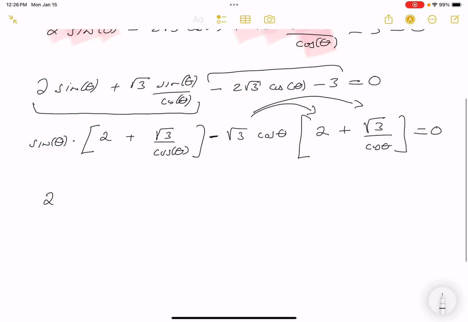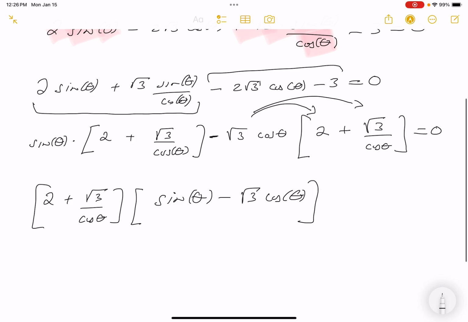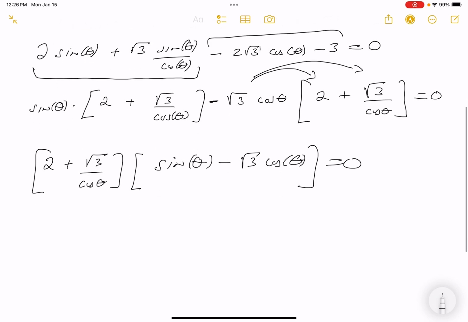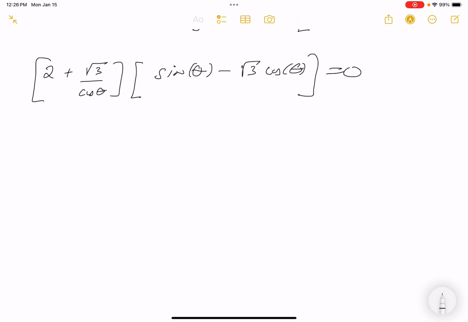Now there's 2 terms. So I'm going to factor out the factor 2 plus root 3 over cosine theta from the first and second term. And we're left with sine theta minus root 3 cosine theta. And that equals 0. Now I have a product. I'm going to use the zero product rule to try to solve that.